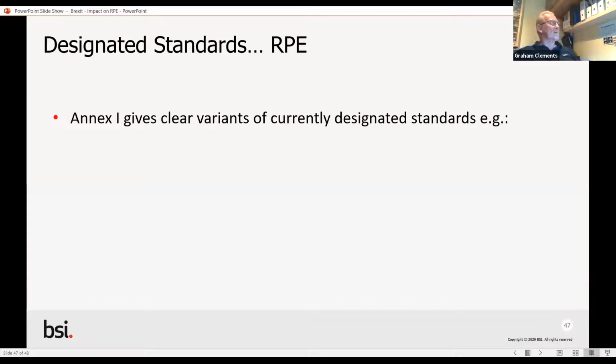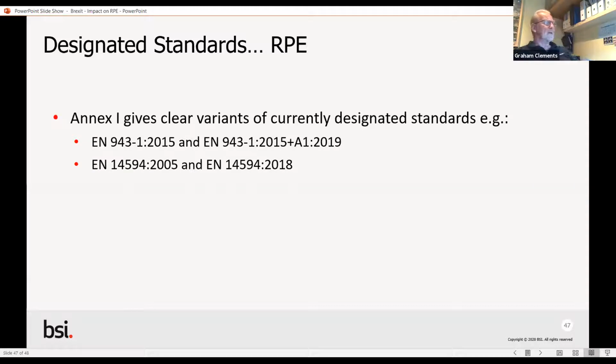So designated RPE, there are 2 annexes in the designated standards, much as similar to the harmonised standard list. So Annex 1 gives clear variants. I think the designated standard list is slightly clearer than the harmonised standard list, and it gives clear variants of currently designated standards. In RPE, it actually gives the option of EN 943-1 2015 and the amended version, so you can use either version currently, and it actually expressly says that. And indeed, it expressly includes 14594 2005 or 14594 2018. So very clearly those standards are included at the moment. That actually is quite useful to us in terms of transferring certificates to UKCA certificates or mirroring certificates to UKCA certificates.